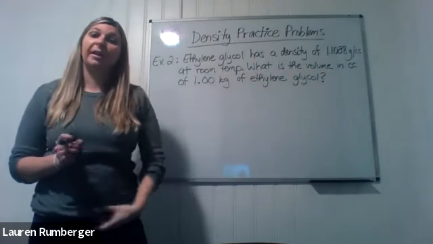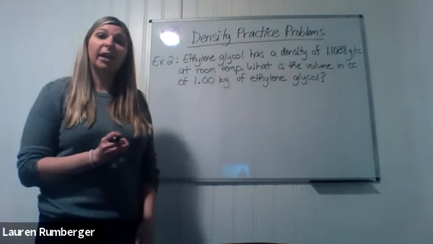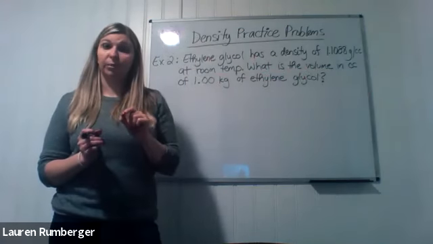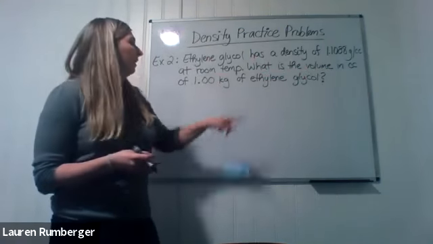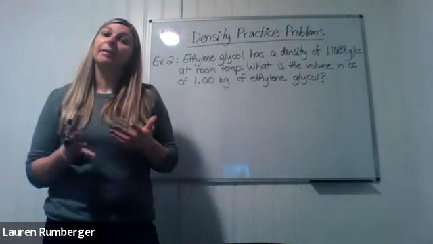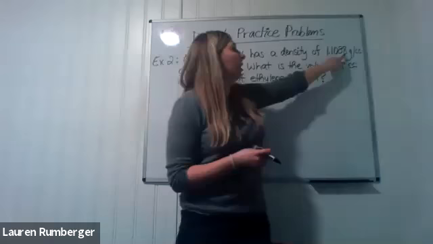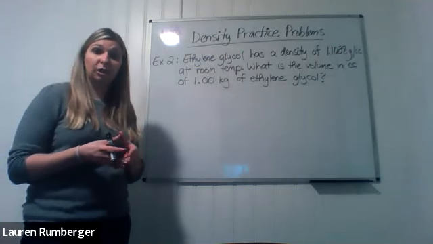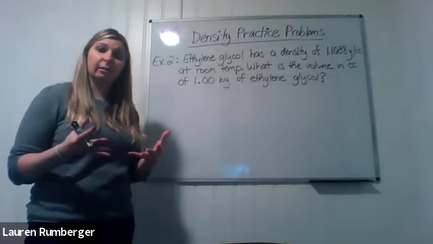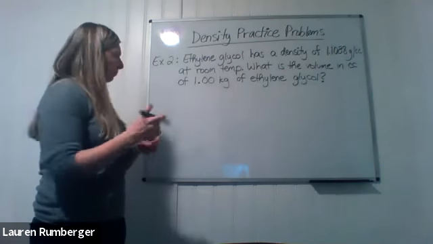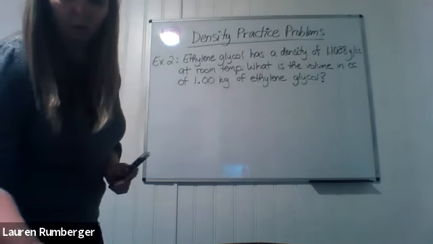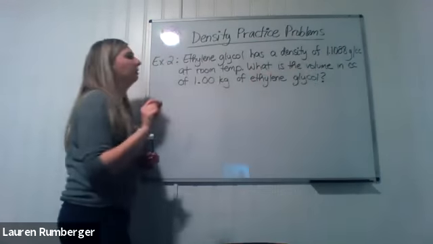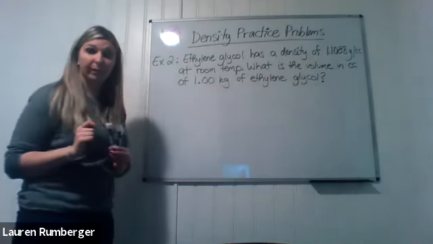Okay, so in this problem, you are given the density and you are asked to find volume from a given mass. The mass that is given here is in kilograms. The mass that is given in the density is grams. It's important to recognize the units that are involved in your calculations because it helps you recognize the conversions that must be completed. So we want to find volume. What is the volume in cubic centimeters of 1 kilogram?